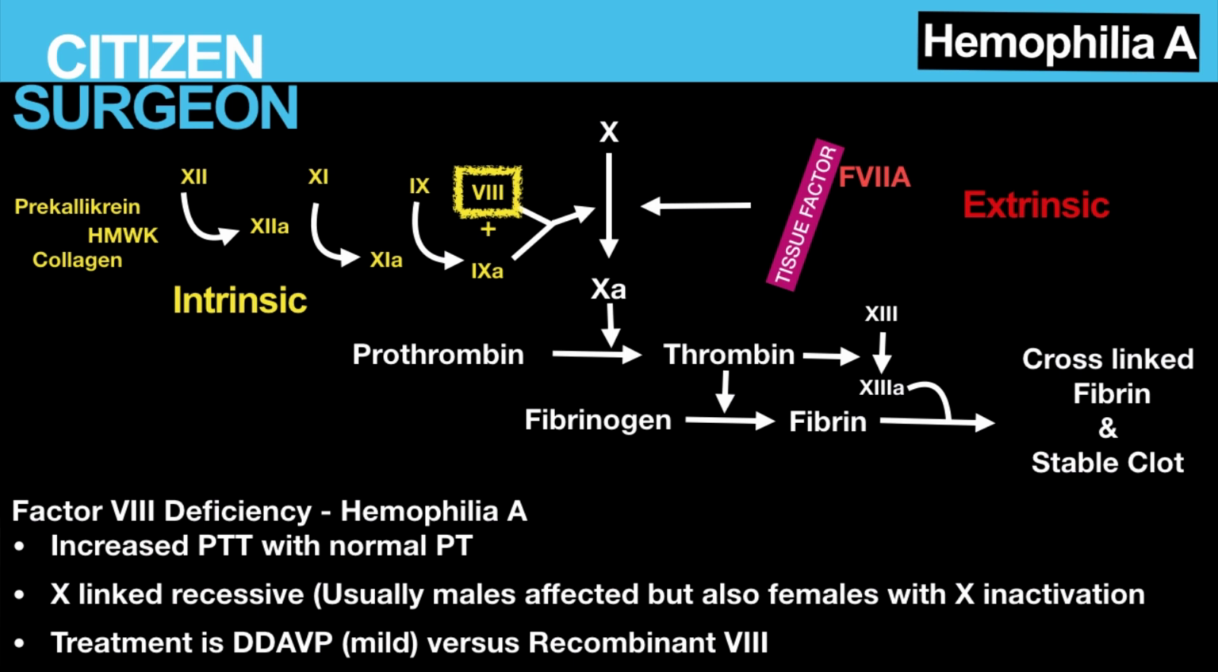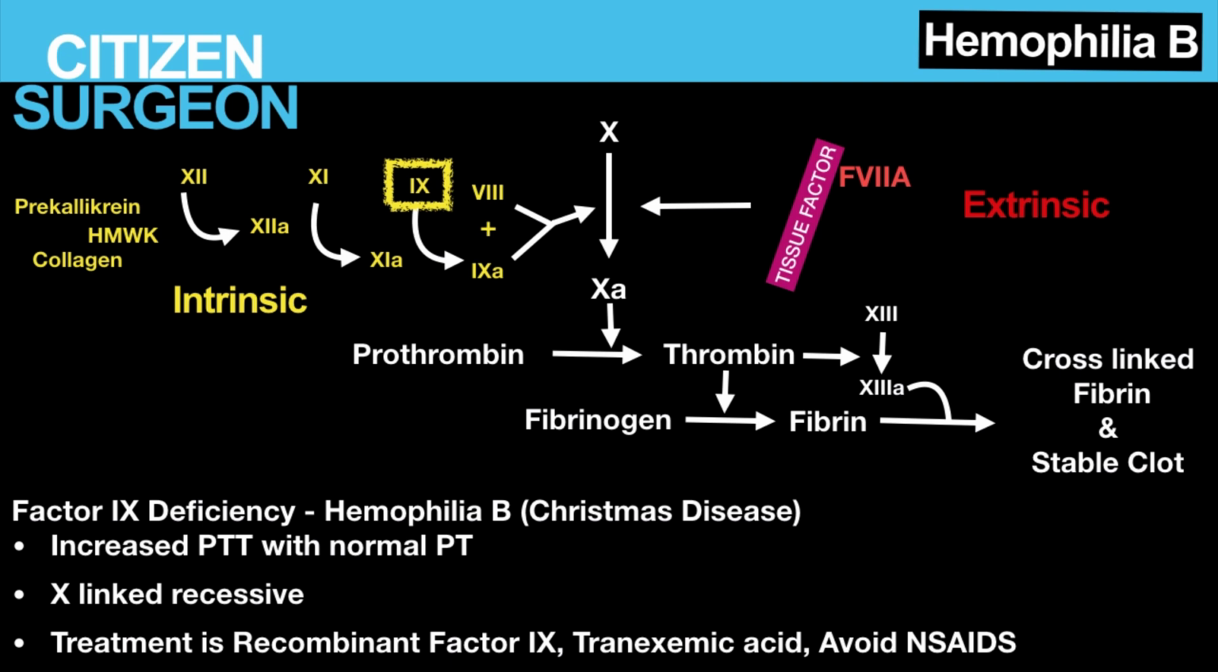And factor IX deficiency, so we can see this is also on the intrinsic cascade. This is Hemophilia B, or Christmas disease, not named after the holiday, but named after Steve Christmas, who was the first patient identified. You can get an increased PTT with a normal prothrombin time, and this is again X-linked recessive, and the treatment is with factor IX, or recombinant factor IX, or tranexamic acid. And tranexamic acid, a medication that helps increase clotting, should be used in procedures in patients with factor IX deficiency.